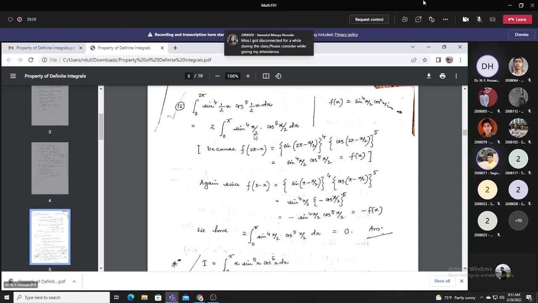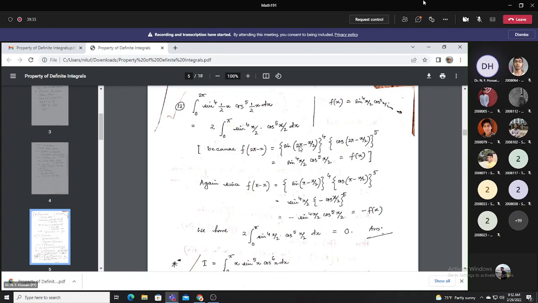Ma'am, it should be pi minus. Actually x should be replaced. This is the limit for x, not for x by 2. So we have to replace x by 2 pi minus x. When you write in place of x 2 pi minus x, it will be ultimately 2 pi minus x, the whole thing divided by 2. So ultimately it should be pi minus x by 2.